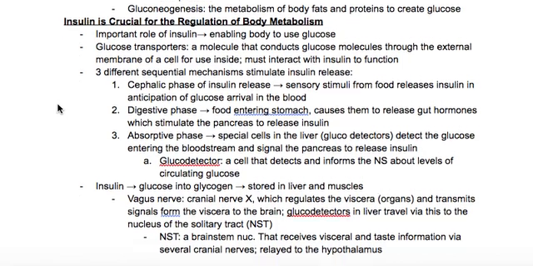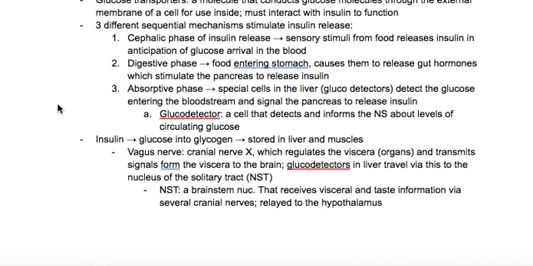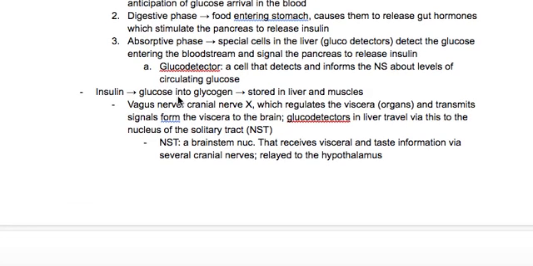There are 3 different sequential mechanisms that stimulate insulin release, the first being the cephalic phase, the second being the digestive phase, and the third being the absorptive phase. Glucodetectors are cells that detect and inform the nervous system about levels of circulating glucose. Insulin converts glucose into glycogen, which is then stored in the liver and muscles.